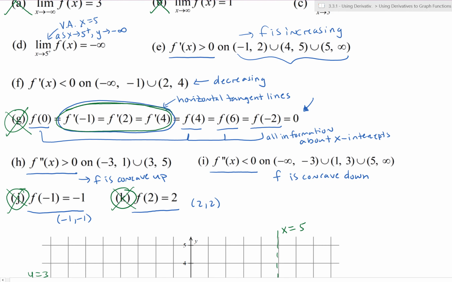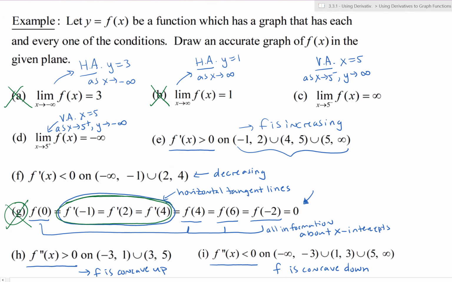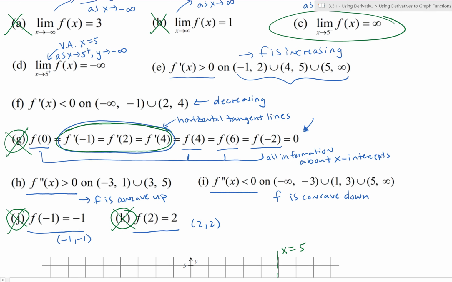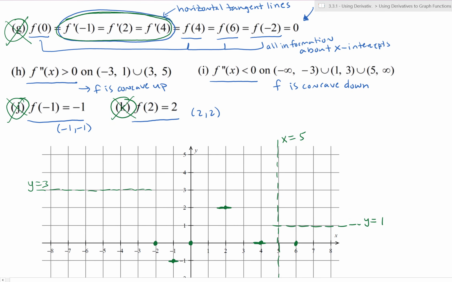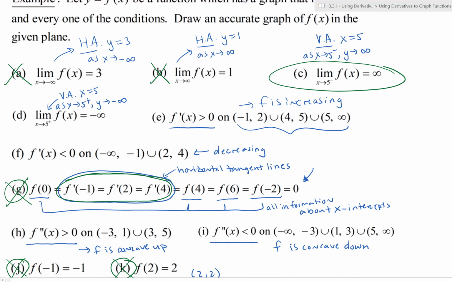Now, what about the behavior there? Well, as x goes to 5 from the left, the function goes to infinity. So I go back to my graph and say as x goes to 5 from the left, this function has to be going straight up. So I'm going to leave that little vertical line there to help me remember that the function's got to be going up to infinity as x goes to 5 from the left. So we did part C, right, but that's done too.